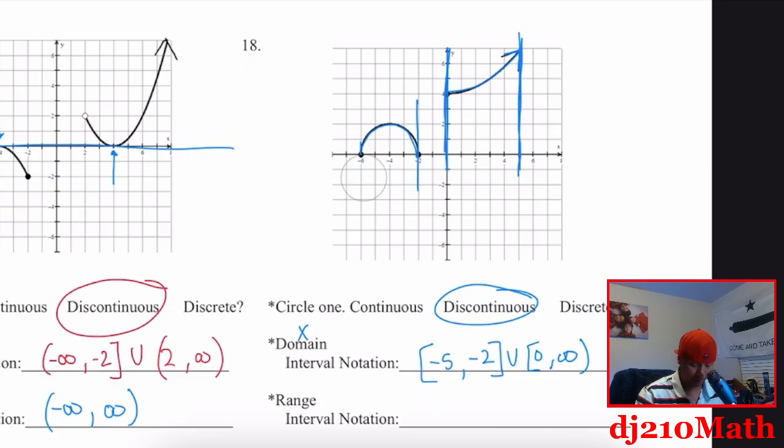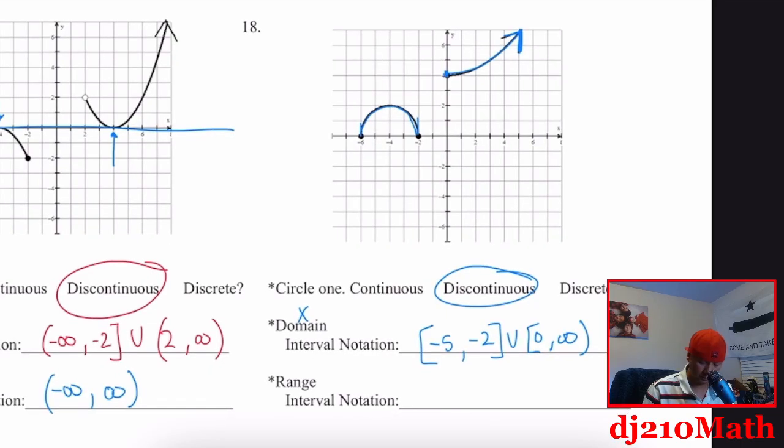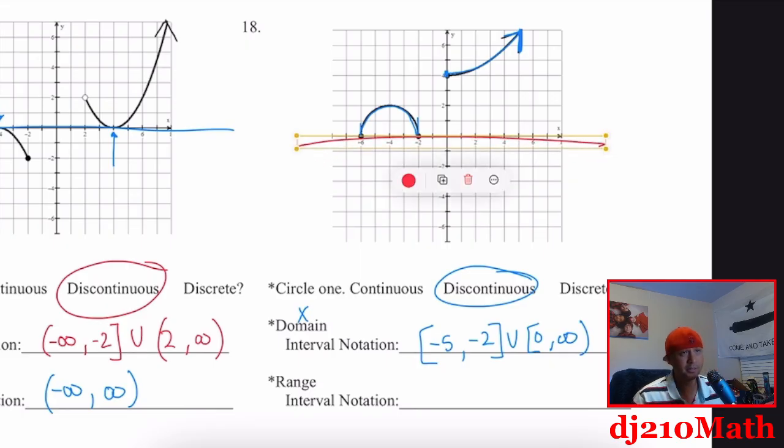Okay, for the range, always start at the bottom. What's the smallest y that is used? So the graph doesn't even exist down here, but I did that for effect so I can slide it up. So the smallest, least y value that is used is 0. Bracket.